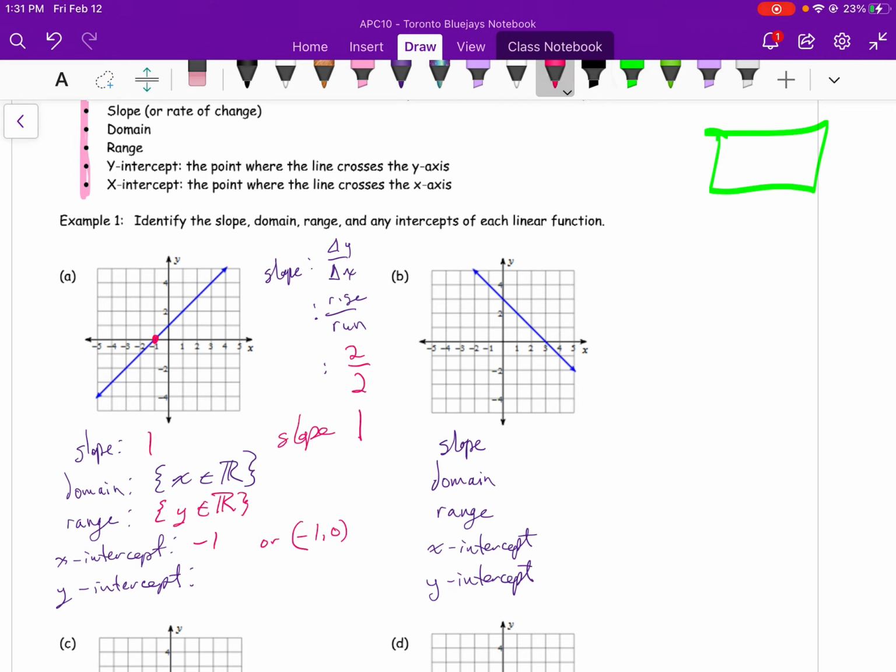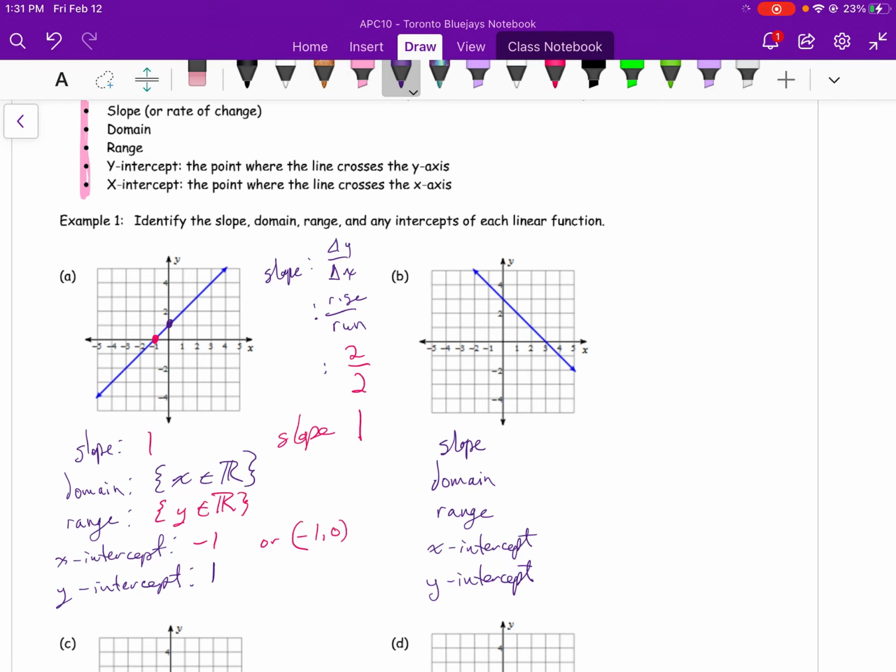Now, what is it not? It is not x is equal to -1. X is equal to -1 actually describes a vertical line, so it cannot be this. So notation is very important in math. Now my y-intercept is right here, and that's going to be 1. So there I have my slope, domain, range, y-intercept, x-intercept.